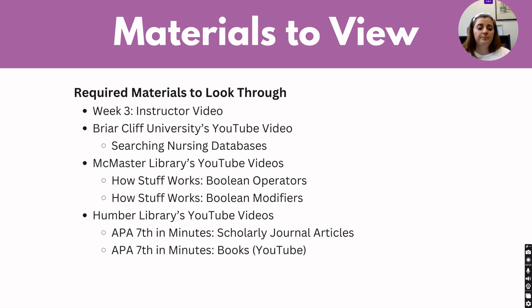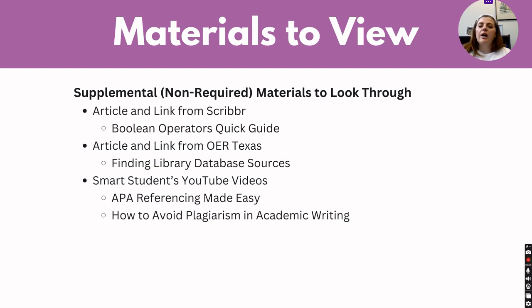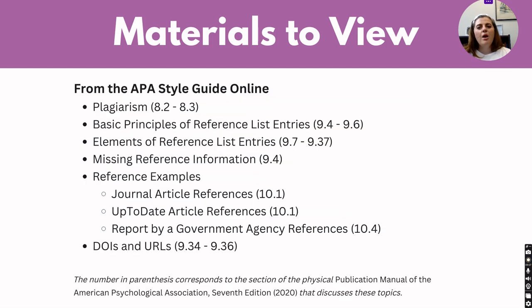For supplemental or non-required materials to look through, we have the article and link from Scribbr, which is the Boolean Operators Quick Guide. We have the article and link from OER Texas, which is Finding Library Database Sources. And then Smart Students' YouTube videos, 2 of them, which are APA Referencing Made Easy and How to Avoid Plagiarism in Academic Writing. Also, please make sure you're looking through the APA Style Guide information. Again, the links are listed in the PDF as a URL link. You can also look at these areas in your physical book as well.